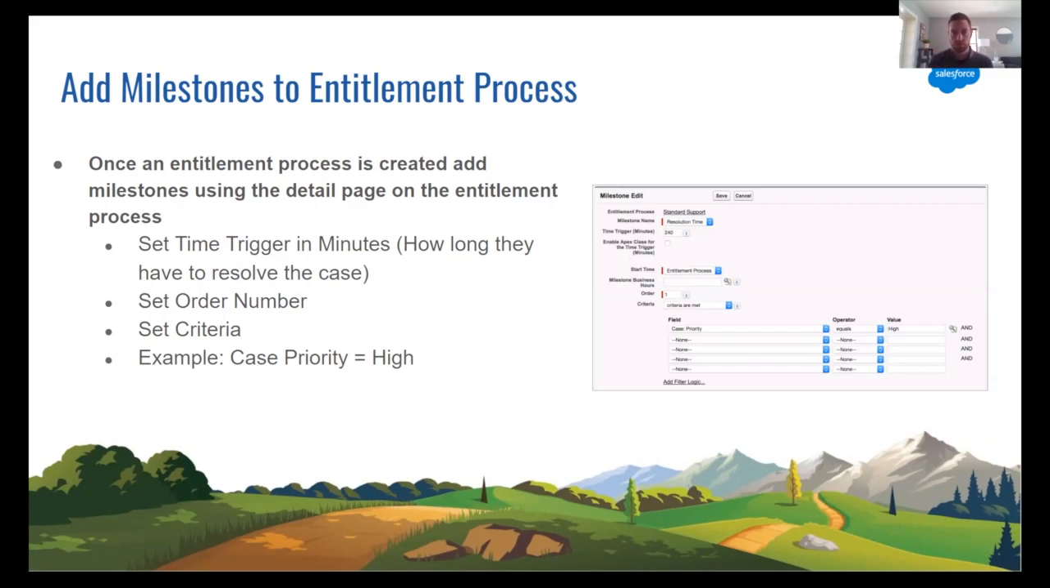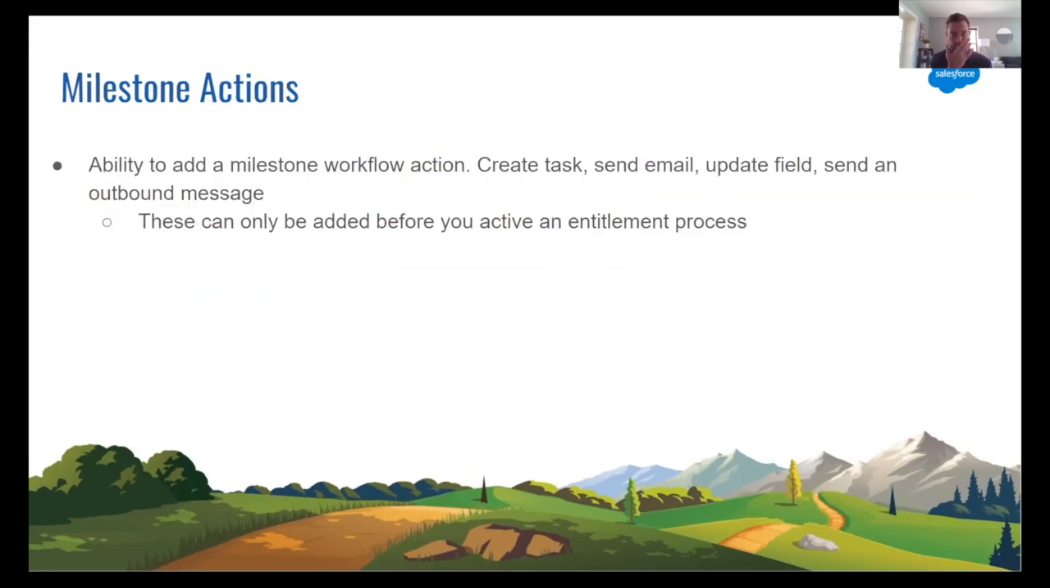And then we can keep doing this on repeat for the different milestones that we want to add or different steps we want this entitlement or SLA to go through. And then finally is the ability to add these milestone actions. So this ability to add a milestone workflow action. So tasks, emails, updates, whatever it may be, you can add those. So when that entitlement runs, it does something.